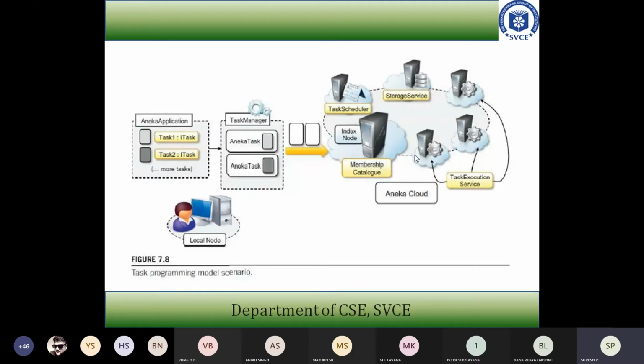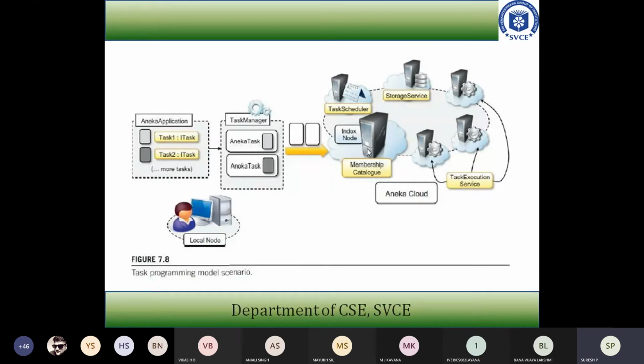So who is going to be the main access point to the Aneka cloud? Your membership catalog. You can see from here that the membership catalog becomes the main access point of the cloud. It acts as a service directory, used to locate the task scheduler. So the membership catalog behaves as a service directory.